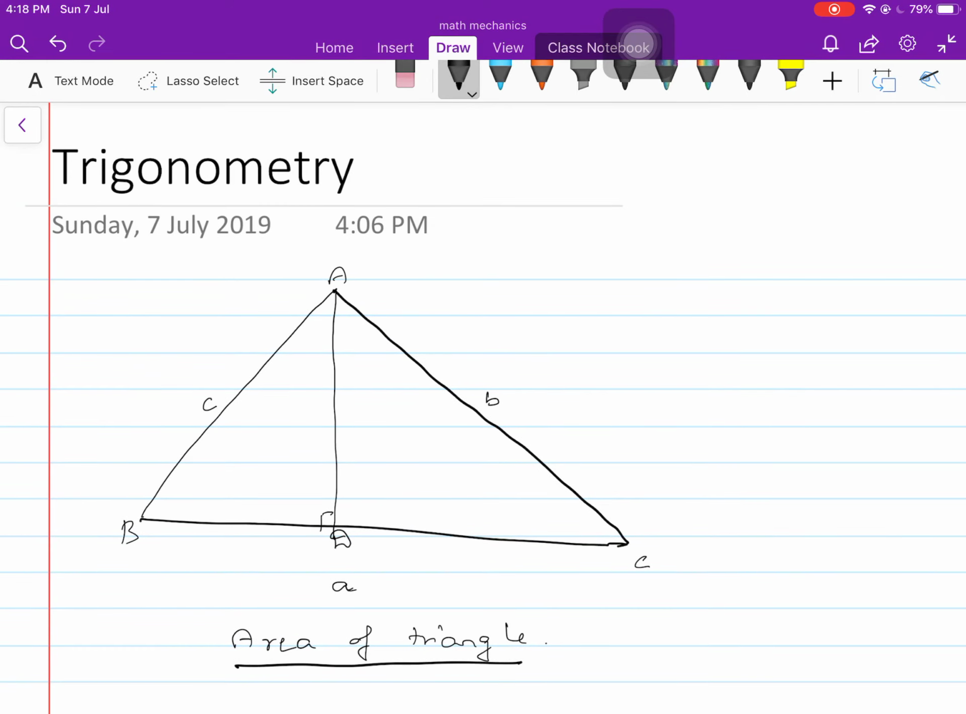Hello students, today we are going to learn area of triangle, how sine rule and cos rule are derived. So we are going to derive those formulas of area of triangle, sine rule and cosine rule. So let's start with area of triangle.